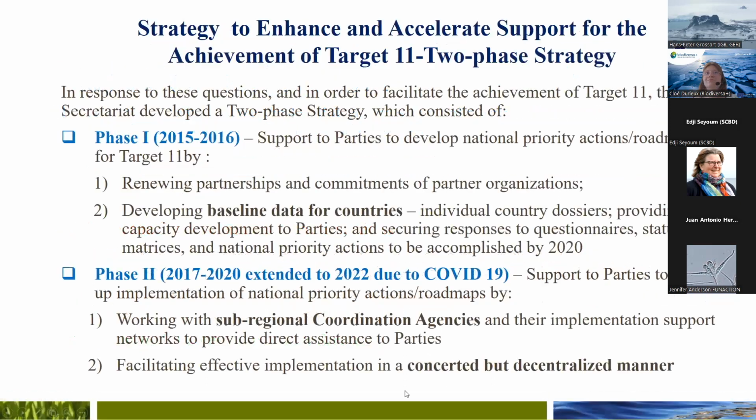So the strategy was to enhance and accelerate support to parties. The Secretariat, to answer the two questions, came up with a two-phase strategy. The first phase was from 2015 to 2016. That's primarily to support parties to develop a national priority action roadmap to achieve Target 11 through renewing partnerships and commitment with partner organizations, preparing baseline data and information for countries, providing capacity development, and securing responses to questionnaires, key answers for the Secretariat to help them effectively implement and achieve the target.